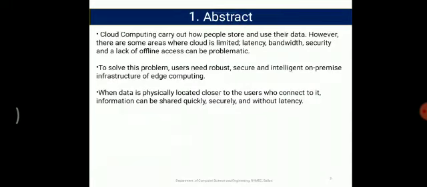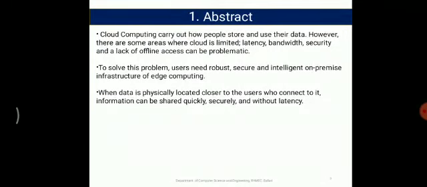Let's begin with the abstract. First, let us know what is cloud computing. Cloud computing is the on-demand availability of computer system resources. People generally use the cloud in order to store and use data, but here the cloud is limited in some areas like latency, bandwidth, security, and offline access. These are the main problems of the cloud. In order to overcome these four problems, users need a secure infrastructure, which is called edge computing.